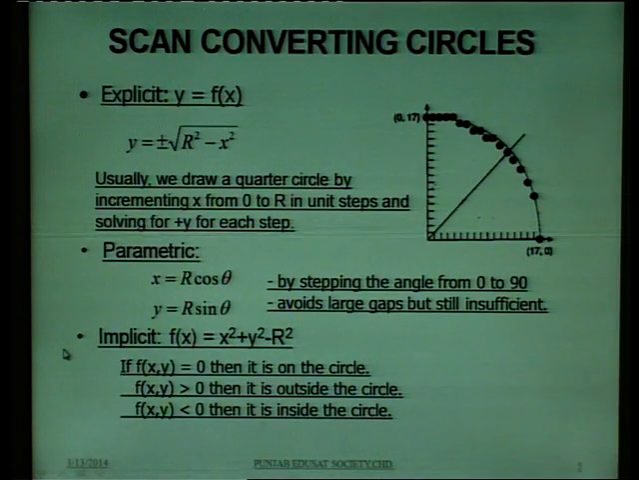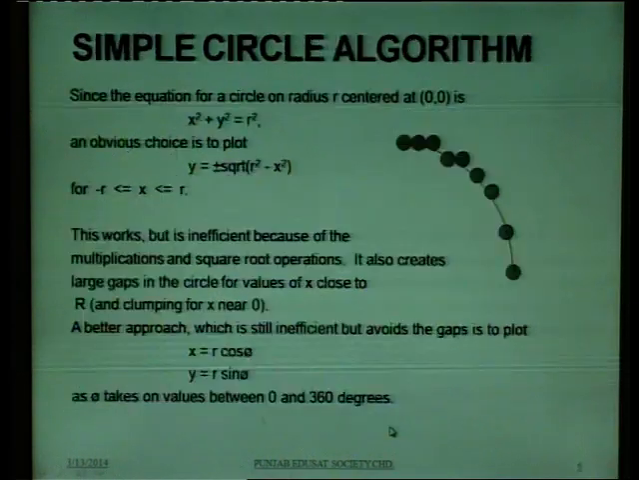So the implicit method will be the function f of x, y is equal to x square plus y square minus r square. If f of x, y is equal to 0, then this pixel is on the circle. If f of x, y is greater than 0, it means the pixel is outside the circle, and if f of x, y is less than 0, then it is inside the circle.